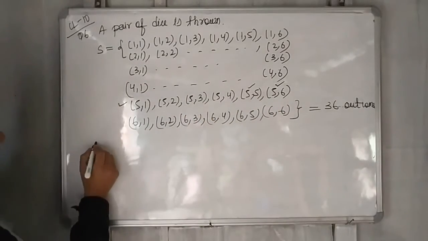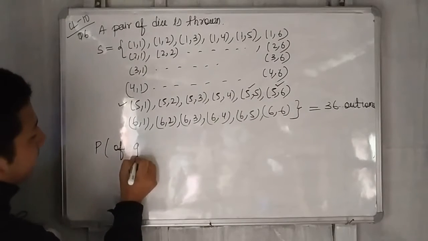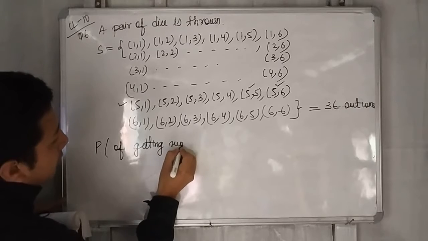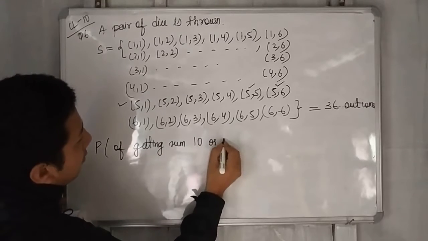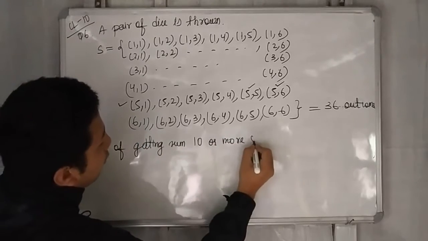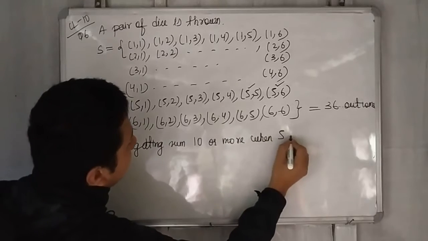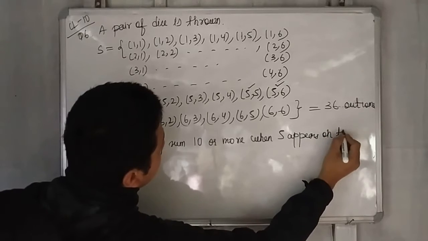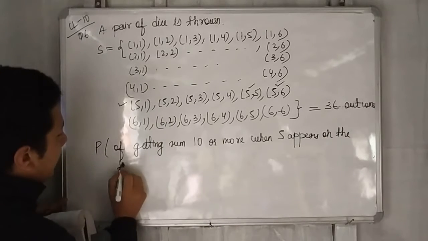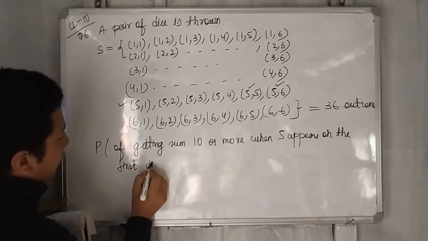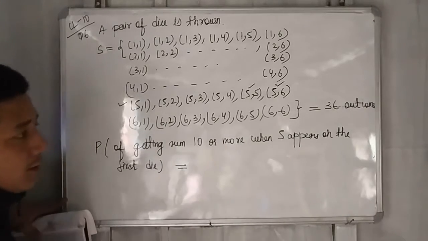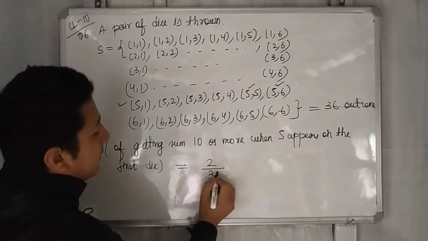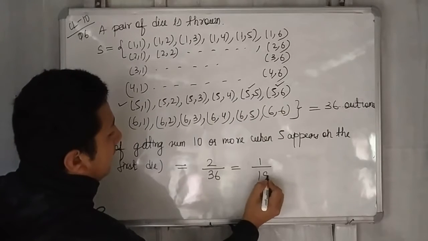So the probability of getting sum 10 or more when 5 appears on the first die is equal to favorable chances. How many chances are there? 2 divided by 36, that is 1 by 18.